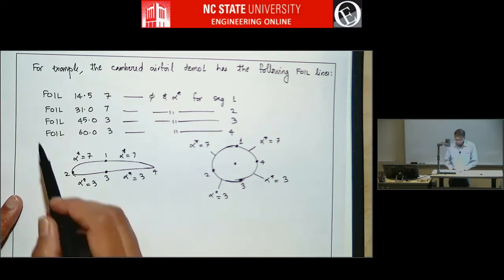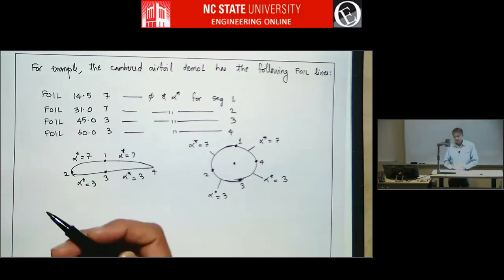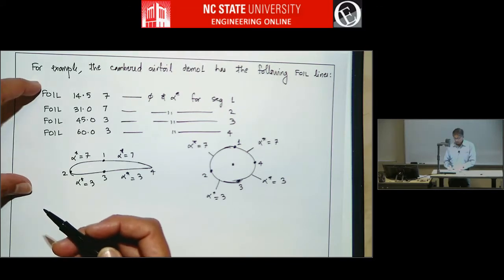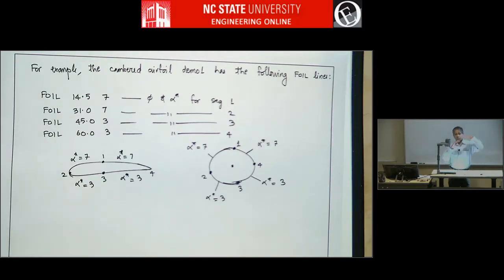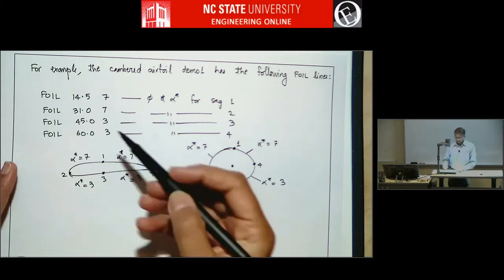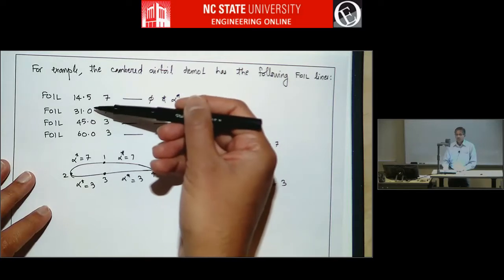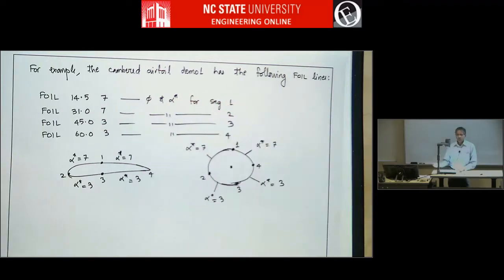So if you have 10 segments, then you'll have 10 foil lines. So Profoil automatically, by looking at the number of foil lines, will know it's a 10 segment airfoil if there are 10 foil lines. Of course, they have to be in order, so don't put 45 before 31, or the code will come out with an error.